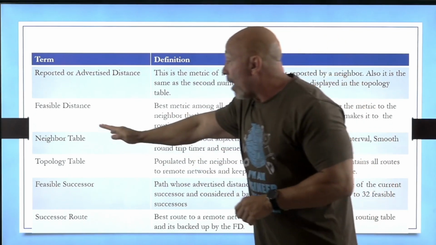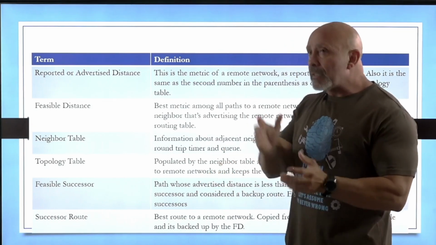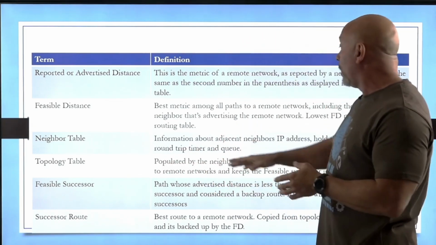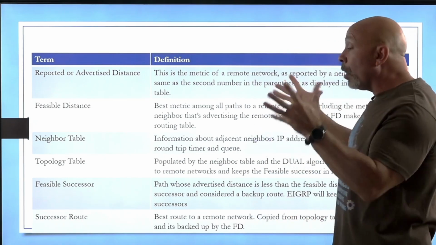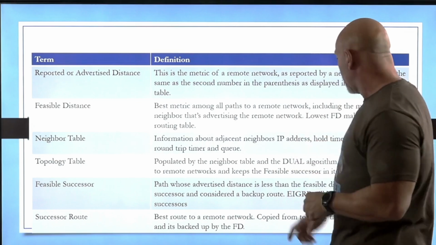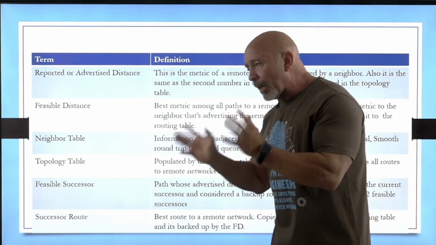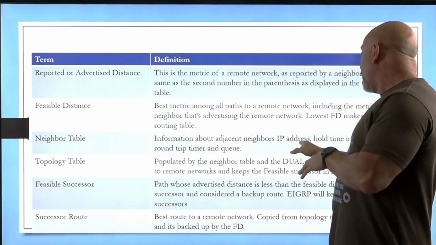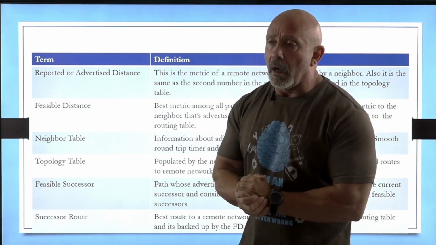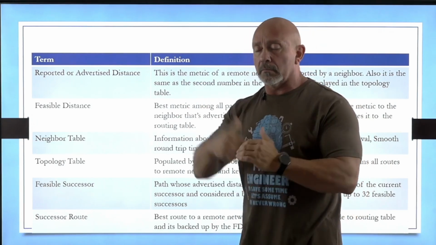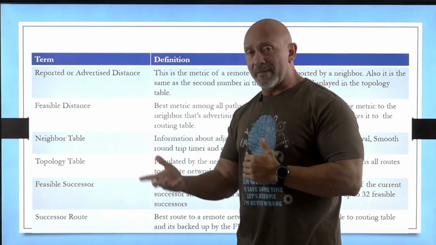All right, now the neighbor table, and we talked about that as well, it's information about your neighbors. What does it tell you? Well, it tells you the IP address of your neighbor. It tells you how long it's going to hold that information, the smooth round trip timer, and the queue. And remember, as far as what you need to know about your neighbor, the IP address, the hold time is important. The hello is a default 5 seconds, because it maintains that neighbor relationship with your neighbor every 5 seconds.